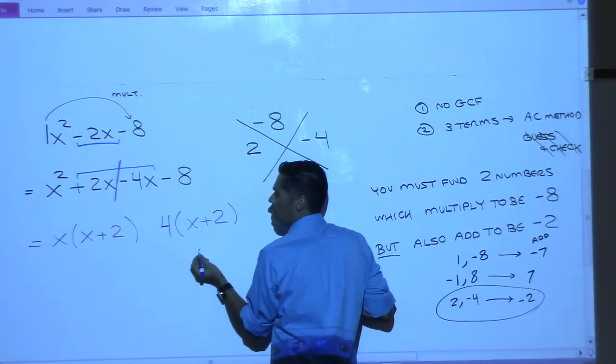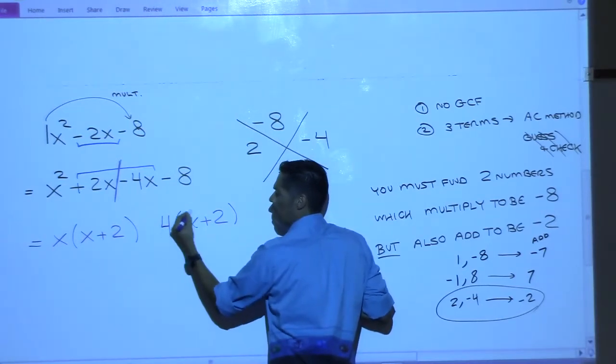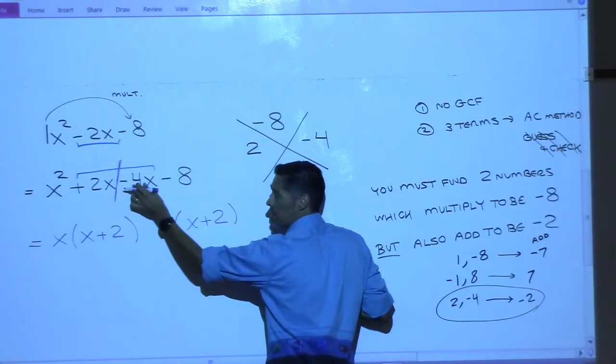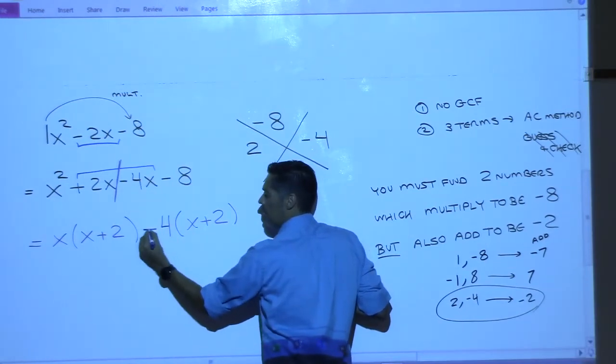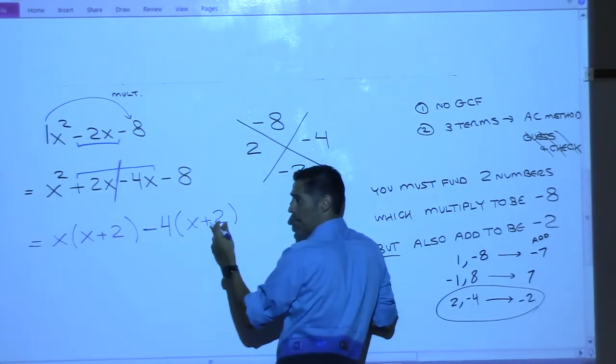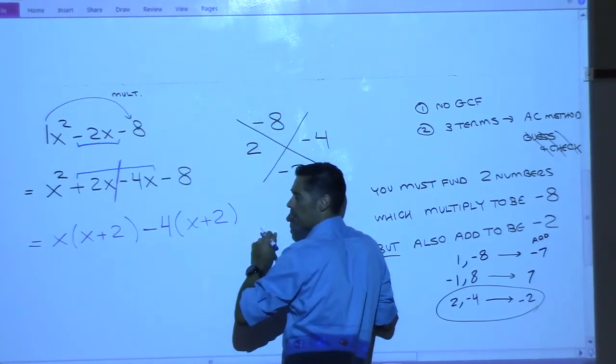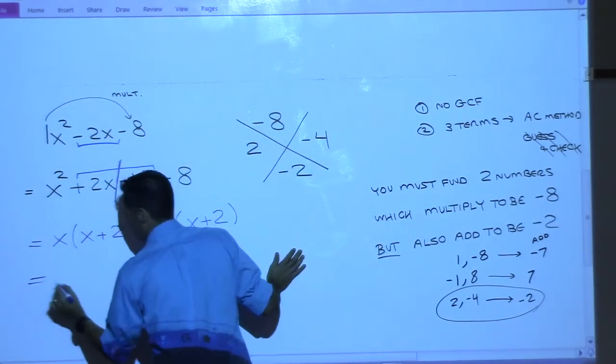Close. So if it was positive, it would multiply through and it would still be positive. You need it to be negative, right? So negative here, negative 4x, negative 8. That will work, right? Okay. We're almost there. You may as well finish it off.